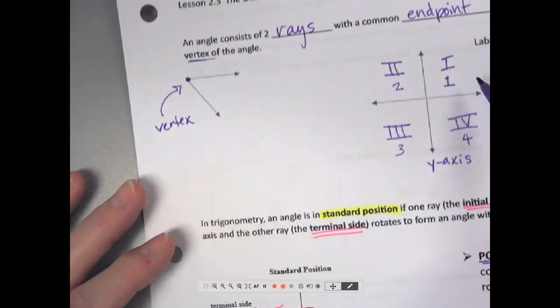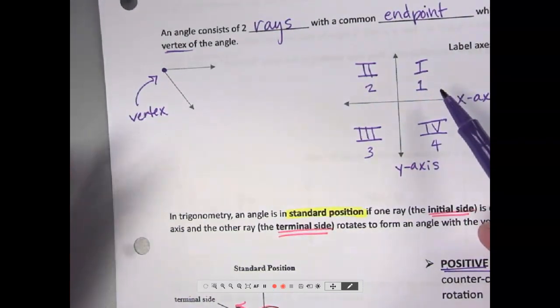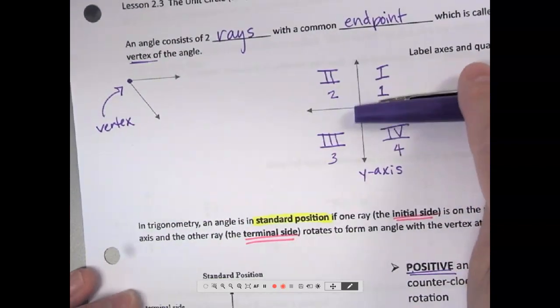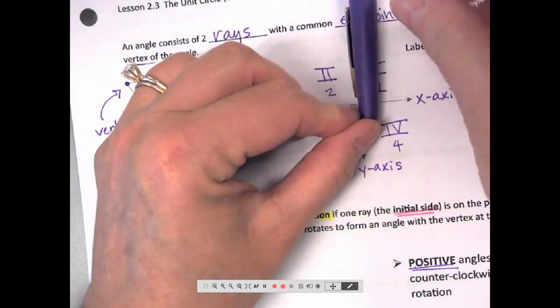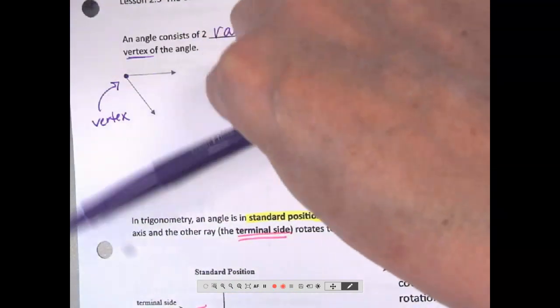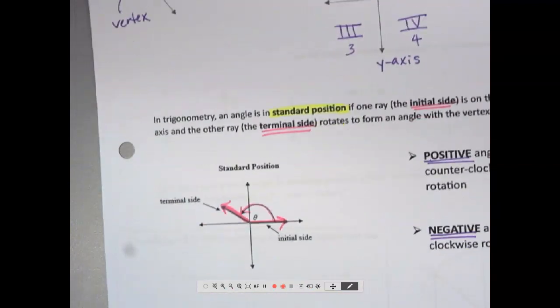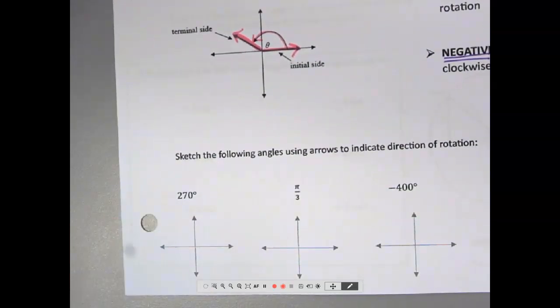So that's why this is called quadrant 1. It's the first quadrant we rotate through on a positive rotation. So we start on the positive x-axis, and we rotate through this quadrant first, and then we rotate through that one second, third, and fourth. Okay, all right, so we're going to sketch the following angles using arrows to indicate the direction of our rotation.